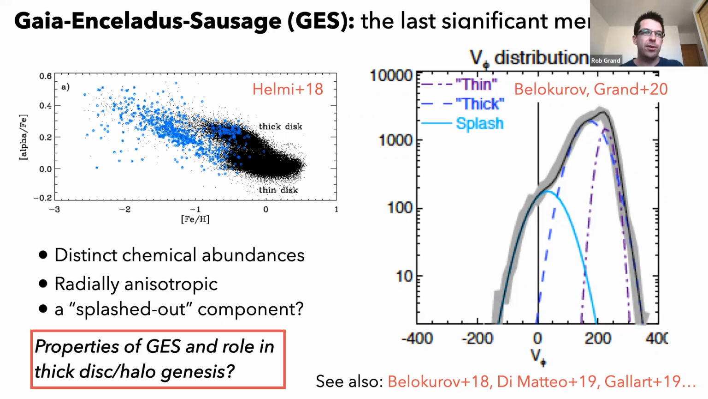So that leads me to two of the main questions I'd like to focus on in this talk: what are the properties of this Gaia-Enceladus merger, the progenitor itself, and what is its role in the formation of the thick disk and the halo, and also the thin-thick disk dichotomy here.